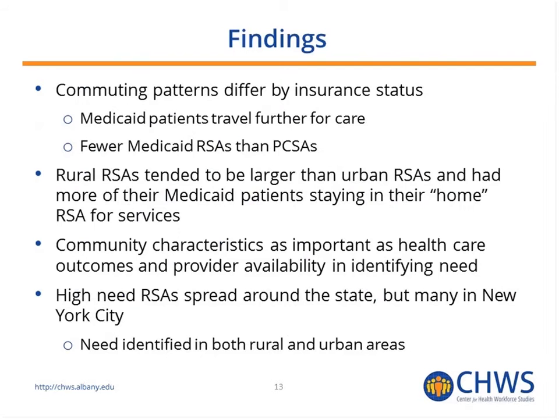So, some of our findings, and I've explained some of these. Rural RSAs tend to be bigger than urban RSAs. We believe that Medicaid patients in rural communities tended to get services within their RSAs rather than moving to other RSAs like people in urban areas. In identifying need, community characteristics such as poverty, age, race, and ethnicity were as important or more important than the healthcare outcomes and healthcare status. And there were high-need RSAs throughout this state.